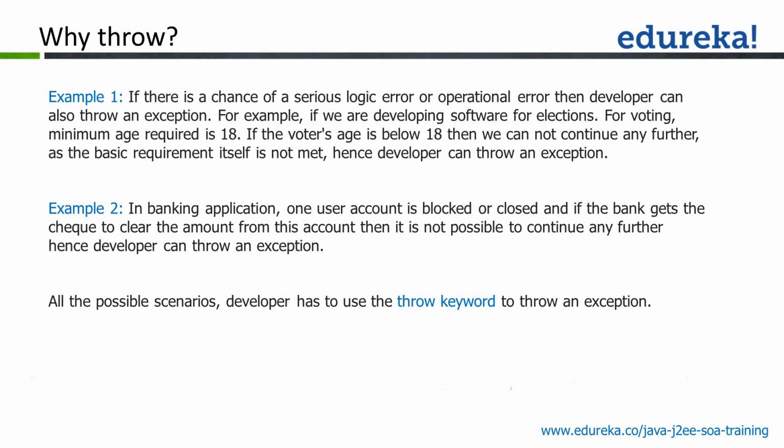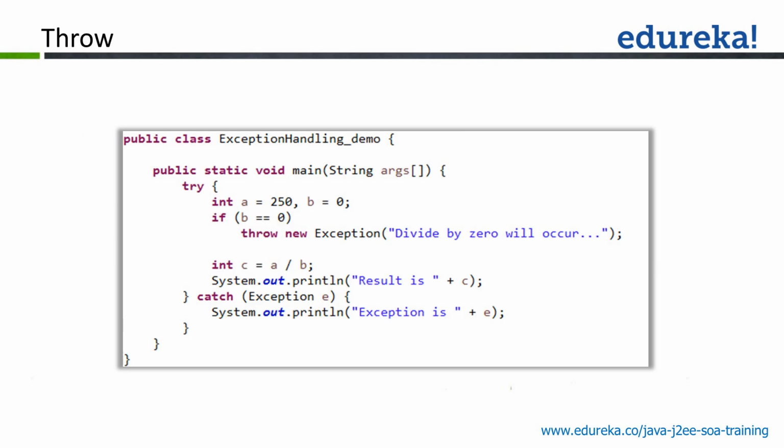Similarly, in a banking application, if the customer account is blocked or closed and the bank gets a check to clear the amount, again you can throw an exception and tell them that it is not possible. So throwing an exception is possible with the keyword known as throw. Let us understand how you can throw an exception.